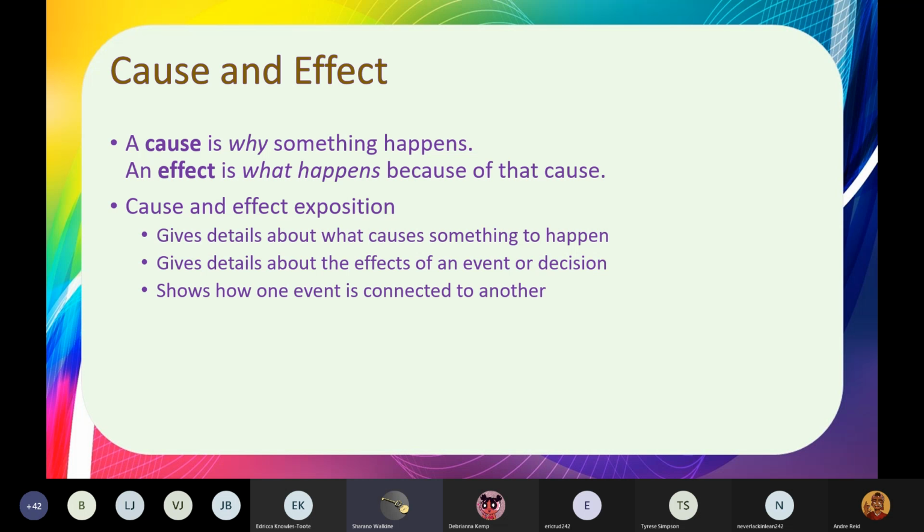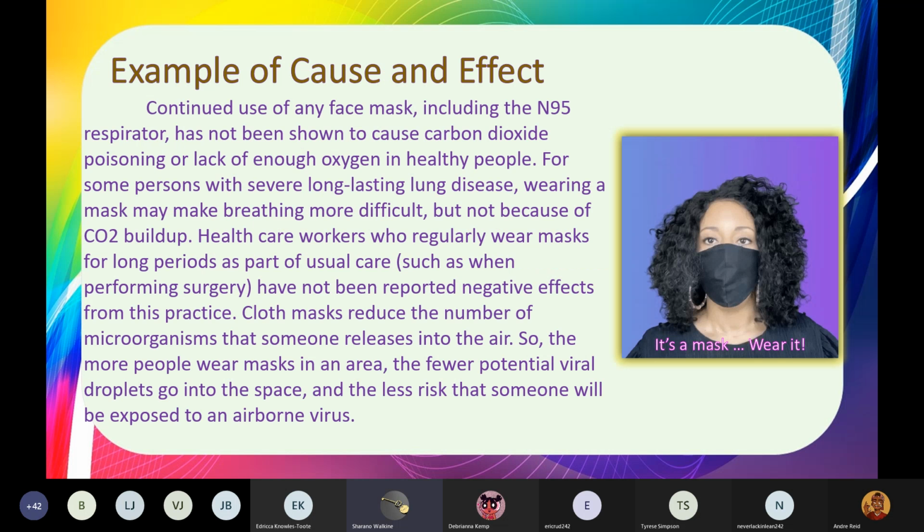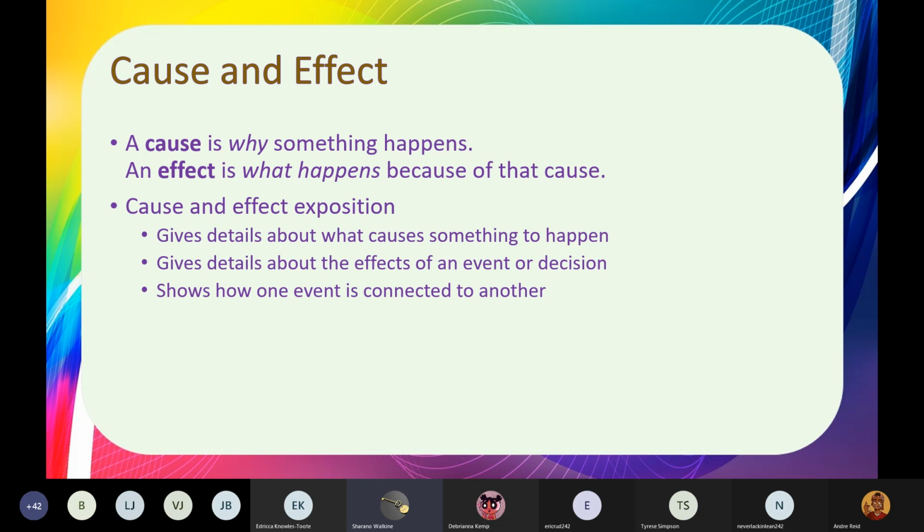Because cause and effect in and of itself is kind of explanatory in nature. All right? Like for example, what is the effect of not drinking enough water? What happens if you don't drink enough water?